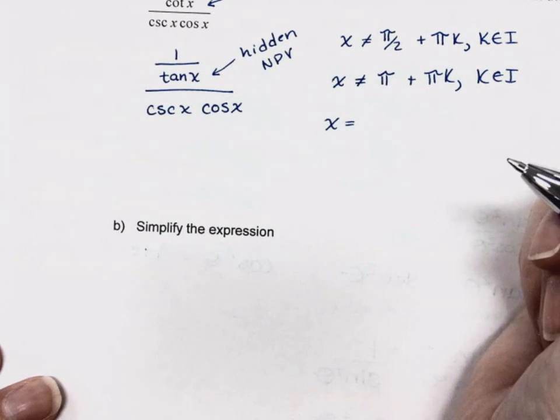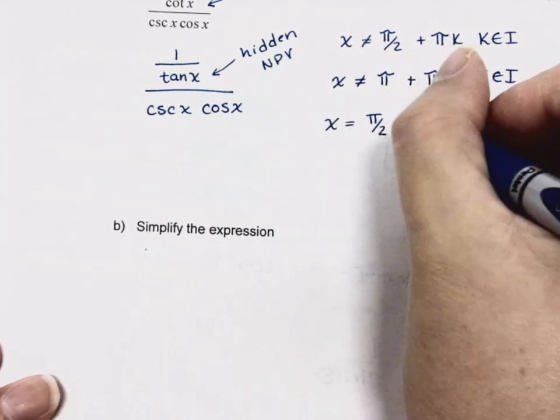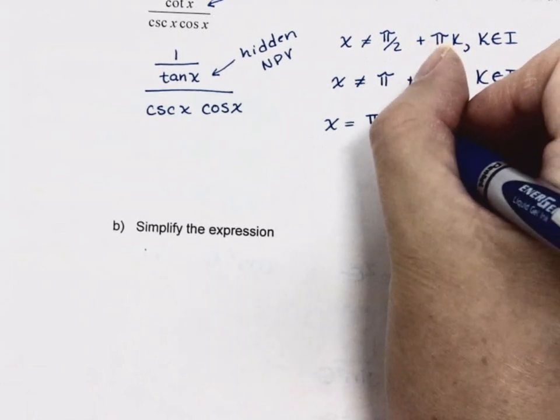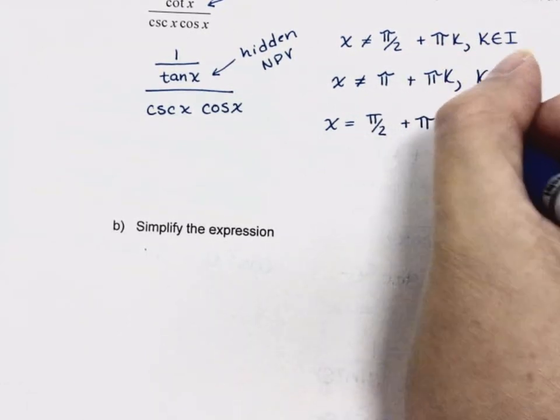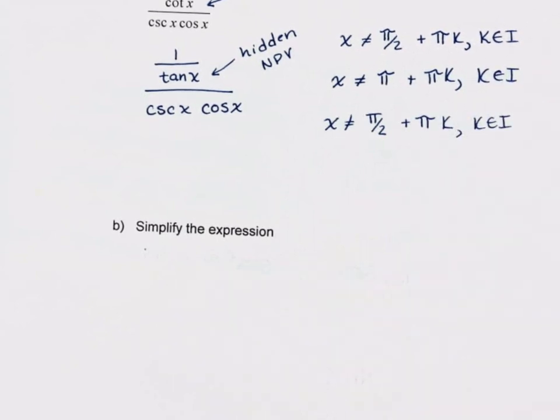Cosine is 0 at pi over 2 and 3 pi over 2. So that's going to be every pi. Do I need to write that one? I'm supposed to remember all of it. Yeah, so that's the knowledge of your unit circle, right?